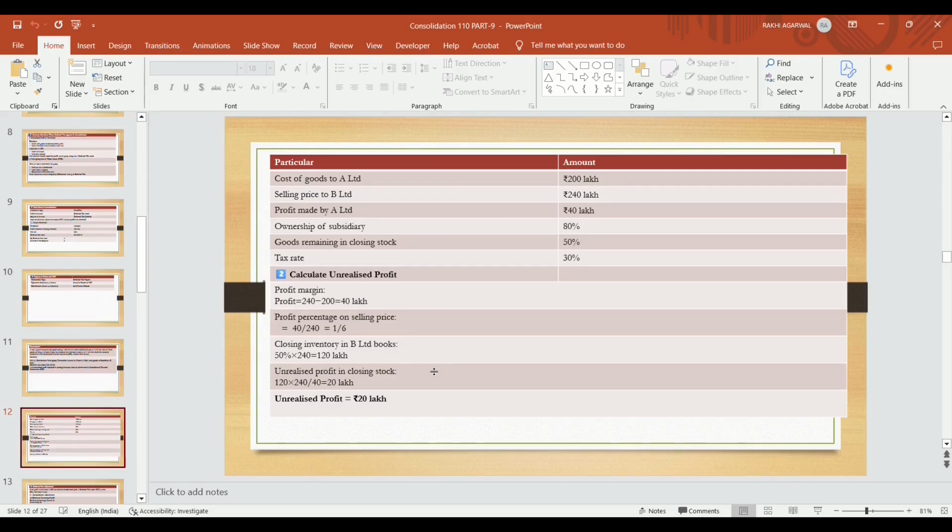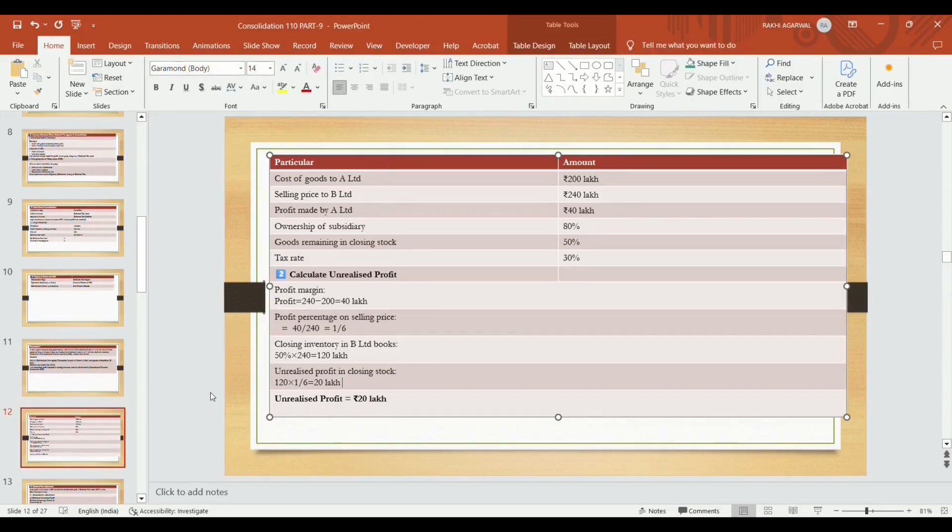Now how to calculate the unrealized profits? Selling price minus cost, that is 40 lakhs, is the profit for A Limited, out of which 50% remains lying in the stock. Closing inventories in B's books become 240 into 50%, so it becomes 120 lakhs. Profit percentage on selling price: 40 lakhs is the profit made by A Limited, and the selling price of A Limited is 240, so 1/6 is the percentage of profit on the selling price. Unrealized profit in the closing stock: the closing stock is 120 lakhs.